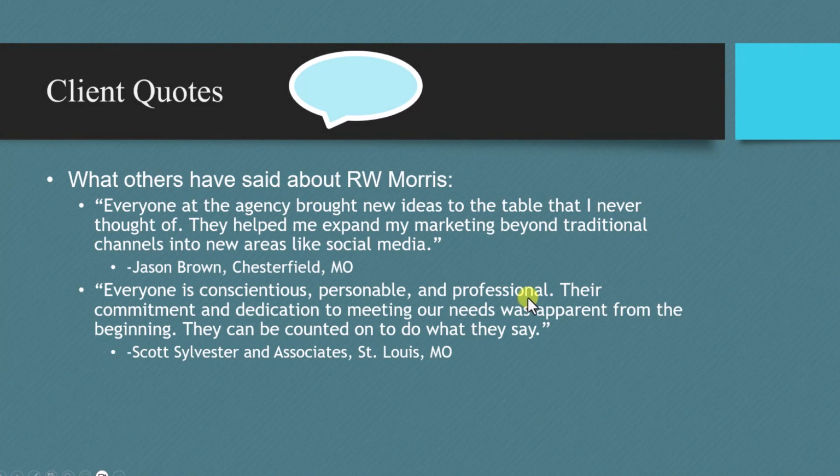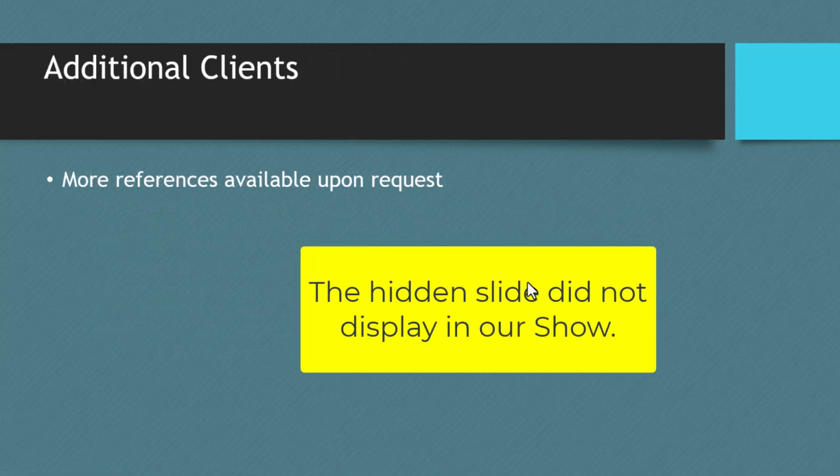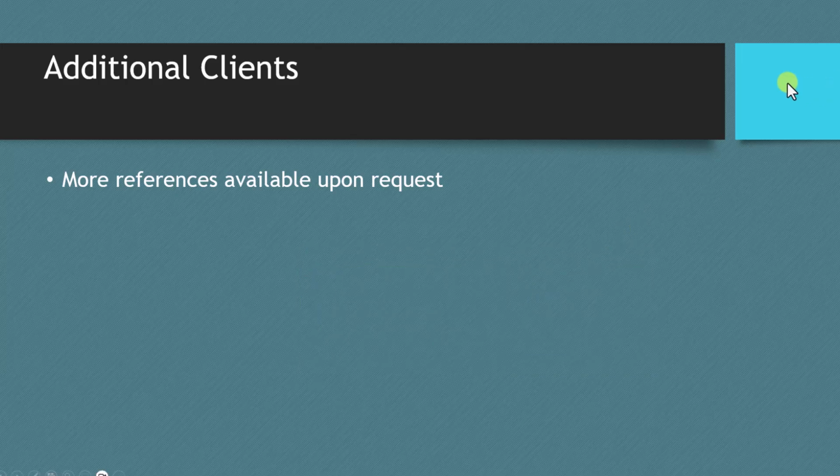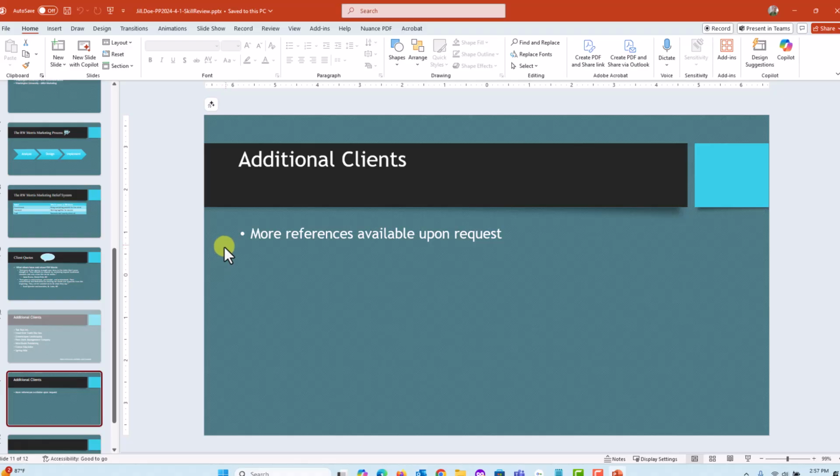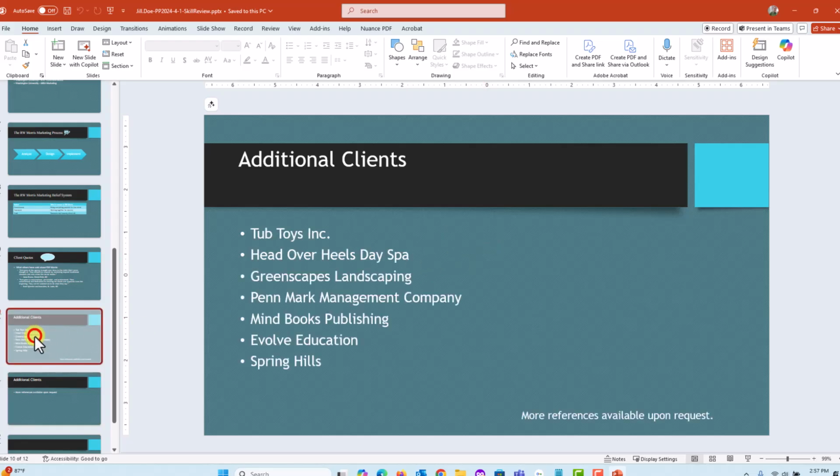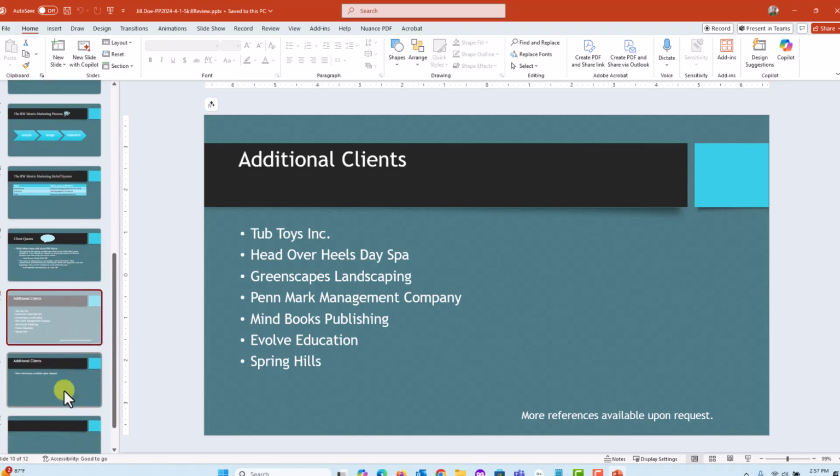Okay, there's client quotes. I'm going to advance to the next slide. And it went to additional clients. So client quotes to additional clients. I also notice I do not see a page number here. I do not see that R.W. Morris Marketing in the bottom. So if I escape to get out of this or otherwise exit the show, well, it didn't show this slide. I went to this additional clients, more references available upon request, but I didn't see this. So this one was hidden, so it skipped right over that.